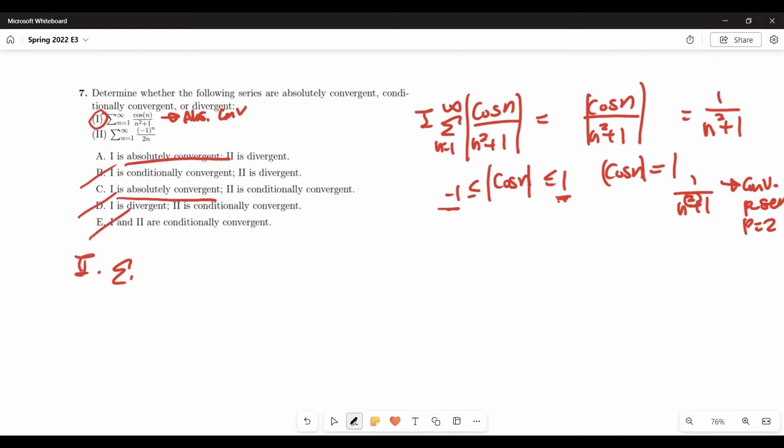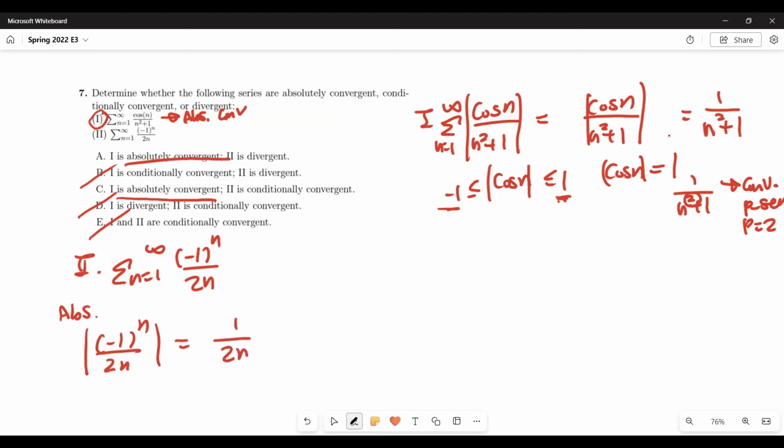2 is the sum from n equals 1 to infinity of negative 1 to the n over 2n. Like what we did before, we can just check absolute convergence first. If you put the absolute value on the term, this becomes 1 over 2n, right? And since n is to the power of 1, this is going to be diverging by the p-series test. So it's not absolutely convergent at least, and our options also said it's going to be either divergent or conditionally convergent.